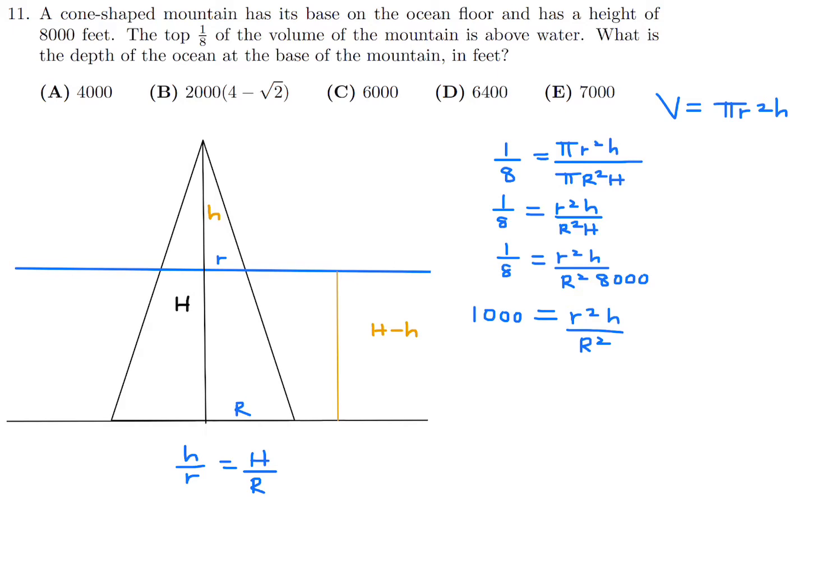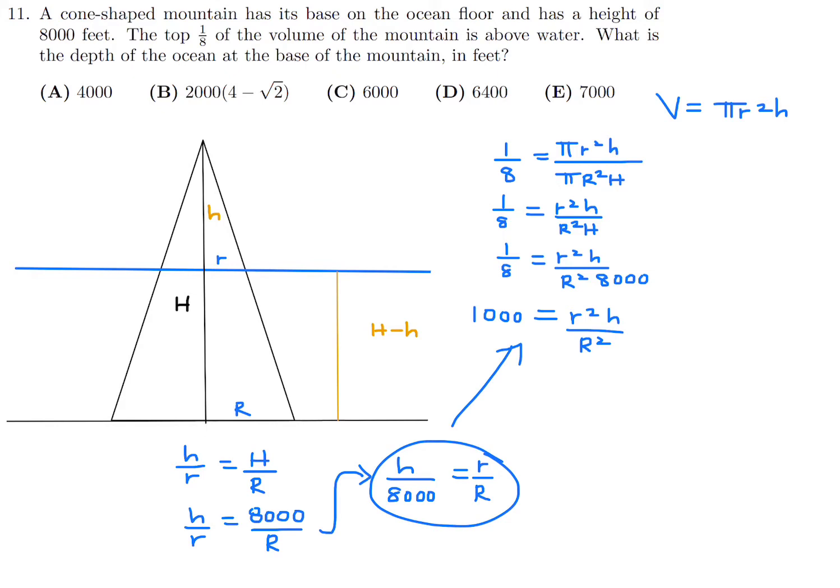And big H we know is equal to 8,000. So h over r is equal to 8,000 over R, like that. And we can rearrange this to suit our needs however we like. For example, small h over 8,000 is equal to small r over big R. And then I'll substitute this finding into this equation right there. And if I do, I get the following. 1,000 is equal to h over 8,000 all squared, times small h, like that.